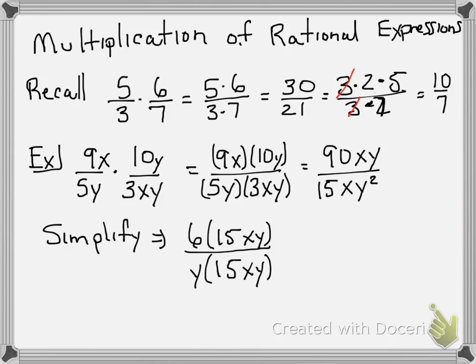So 90xy we can factor as 6 times 15xy. The bottom, similarly, can be y times 15xy. The 15xy's cancel on the top and the bottom, and we're just left with 6y. Okay? Good. That's nice and easy.